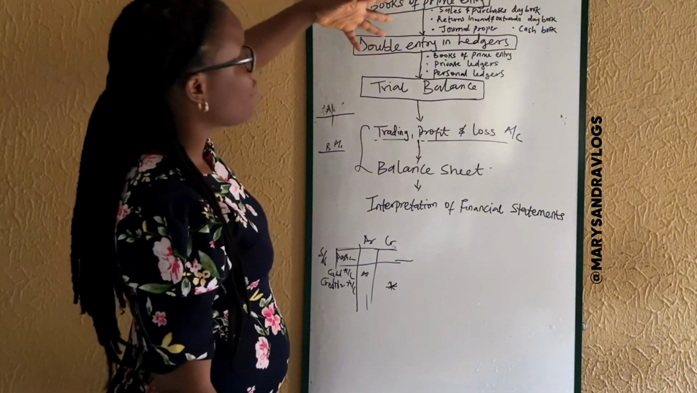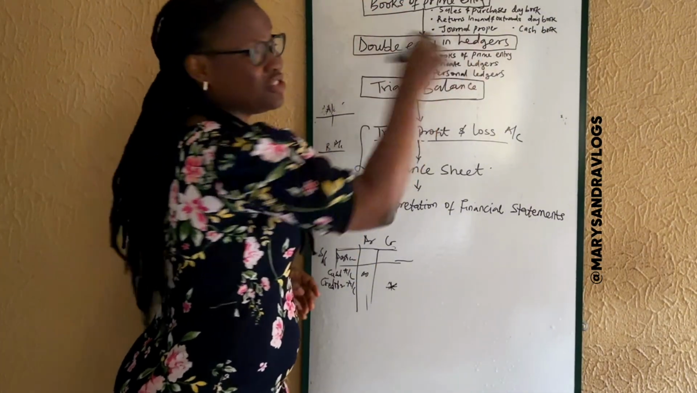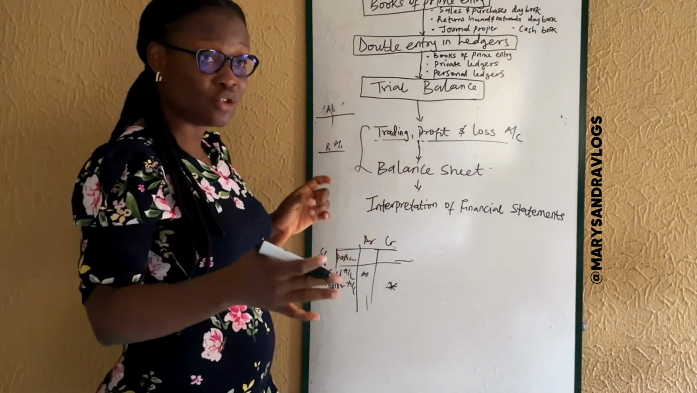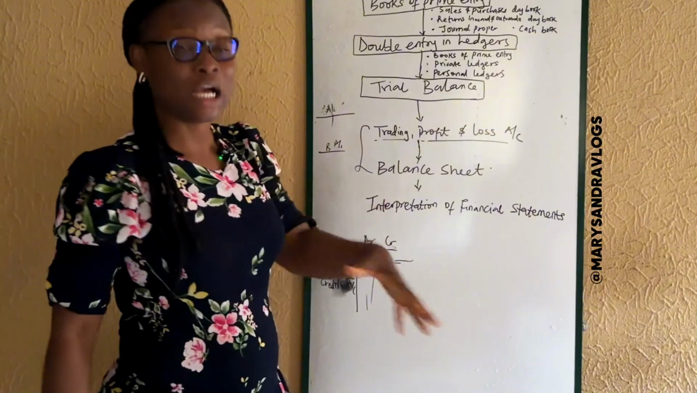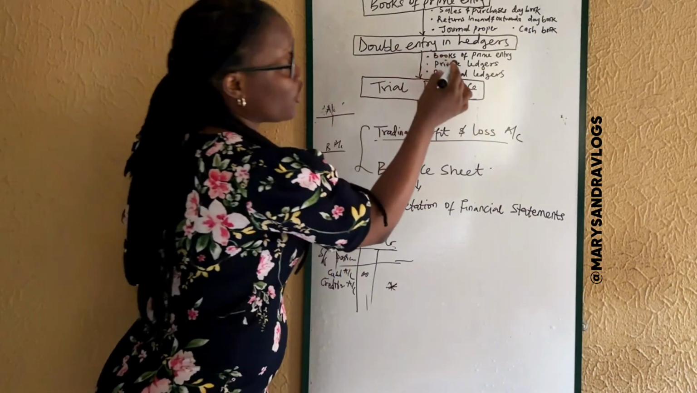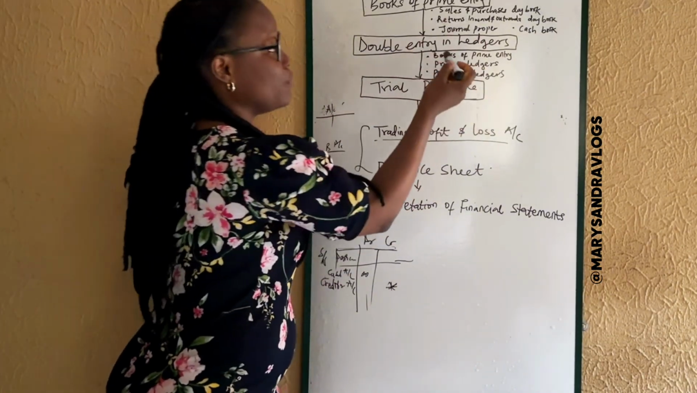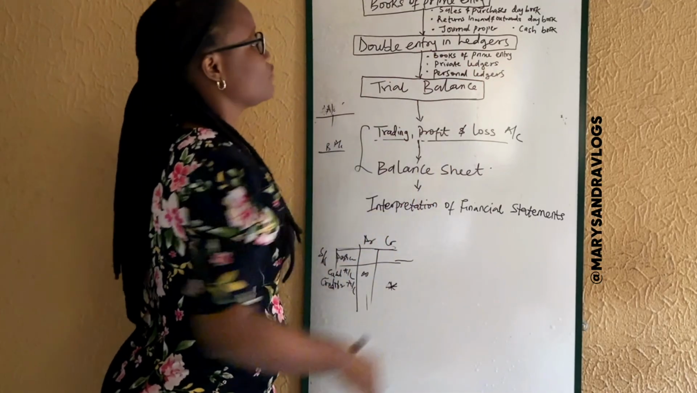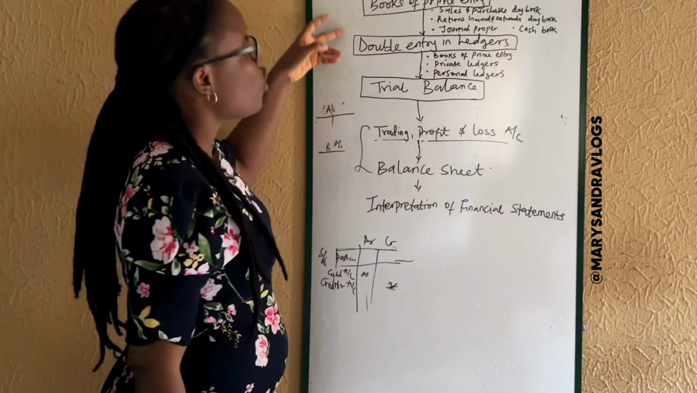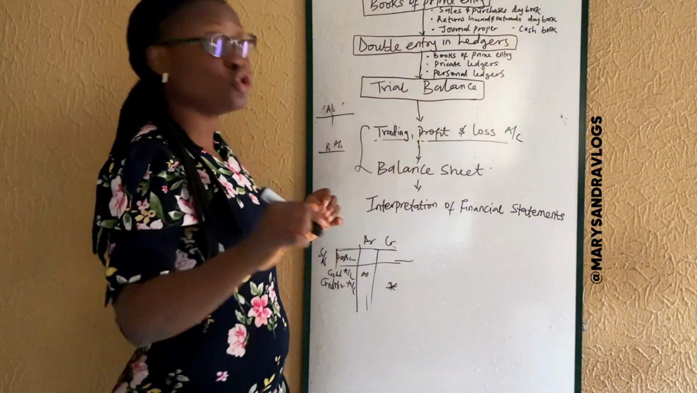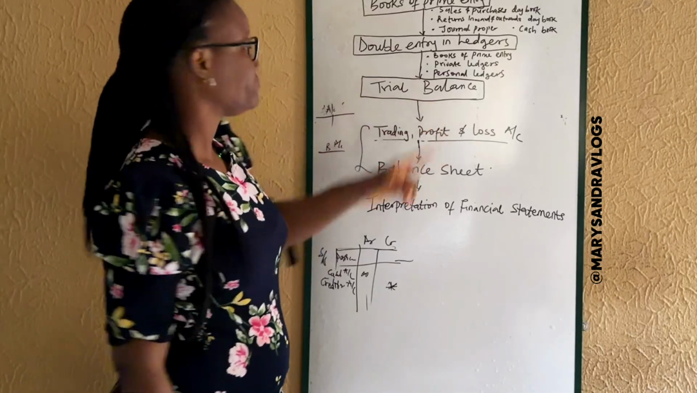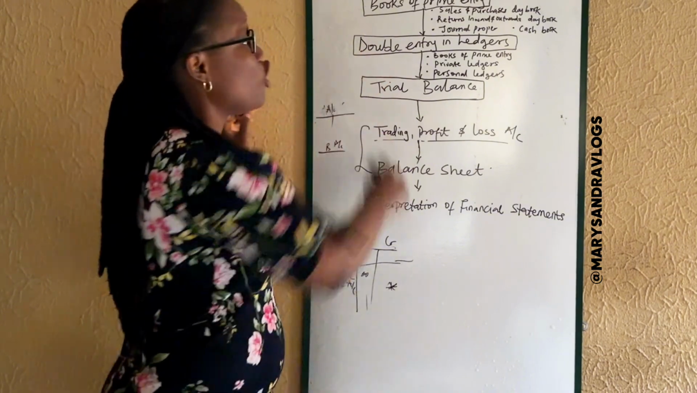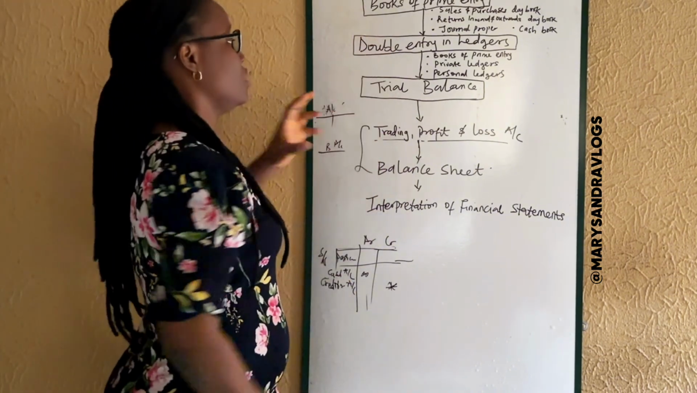Then after your books of prime entry have been captured, we are talking about double entry in the ledger, the double entry principle. I've talked about this, that for every business transaction, one account is receiving and one account is giving out. So you record them, and it is going to affect either the general ledger, private ledger, or personal ledger. Of these three, one will be debited and one will be credited. Then once your double entry has been done in the ledgers, you close your ledgers and you prepare a trial balance. A trial balance tests the arithmetical accuracy of your double entry postings.